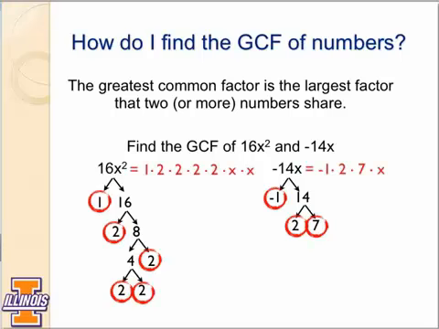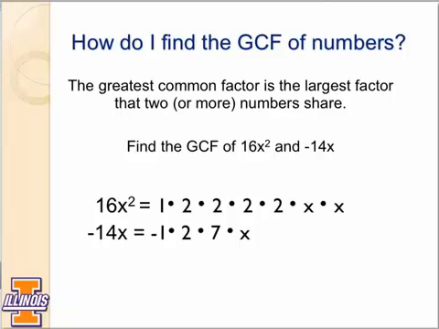Then we take the primes and we write them out. So 16x squared is like saying 1 times 2 times 2 times 2 times 2 times x times x. And the same thing for negative 14x. Now let's take a second and talk about where the x's came from. The reason we have two x's is because it's 16x squared. That means two x's multiplied together. The negative 14x has one x because it's just x raised to the first power.